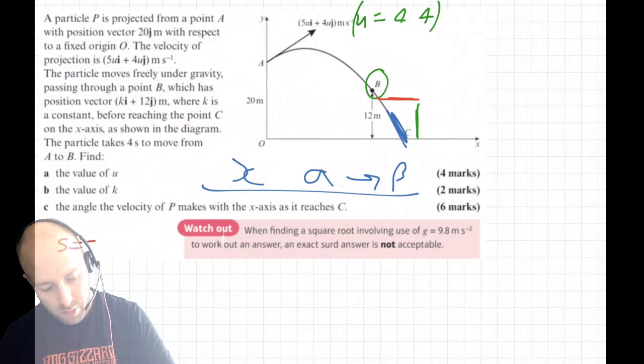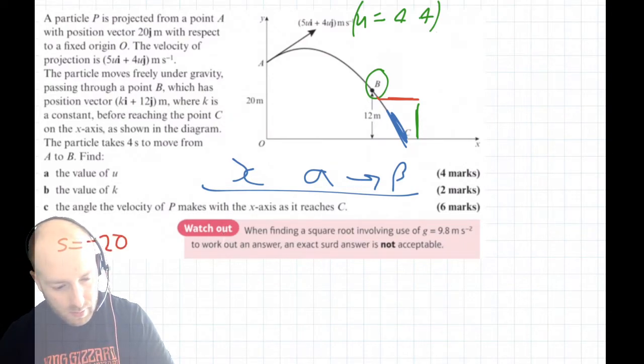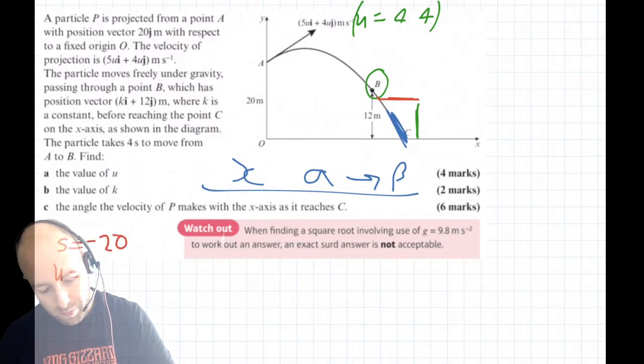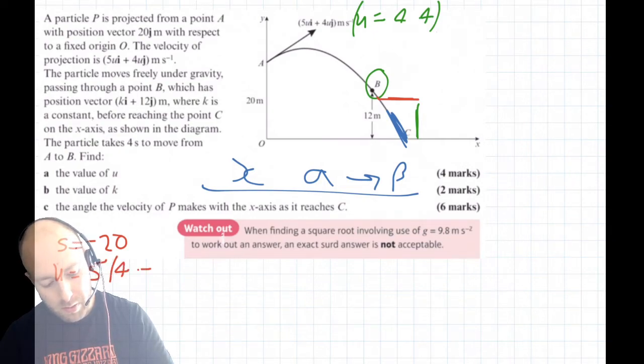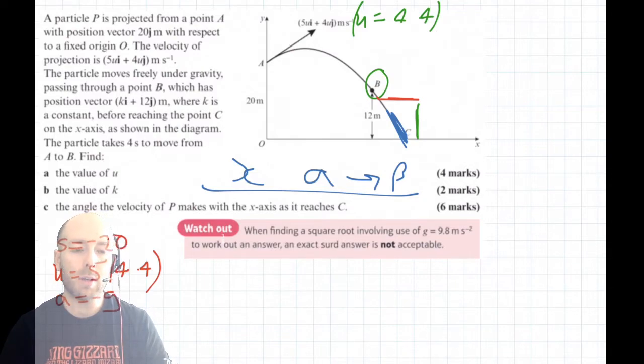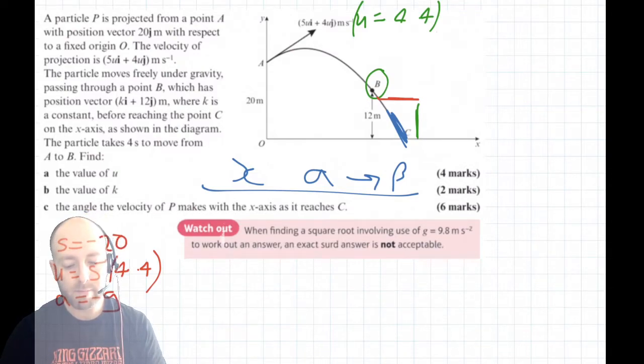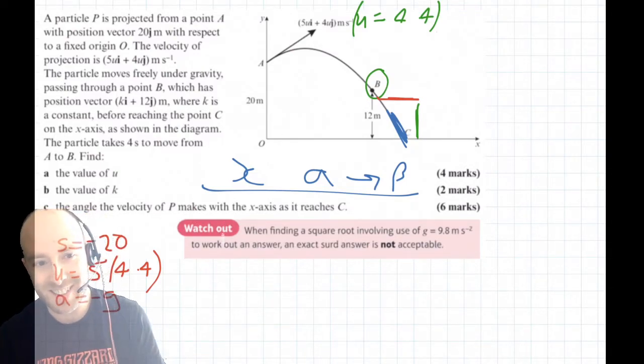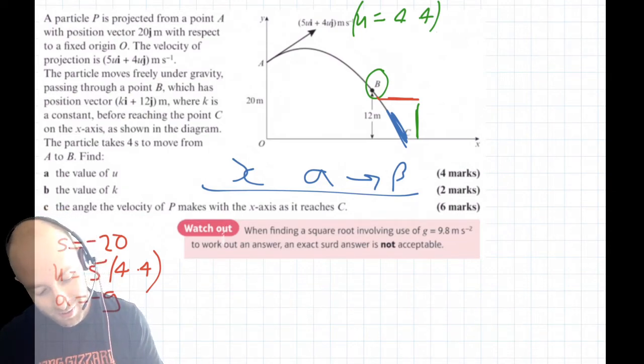We know our initial vertical is 5 lots of 4.4. We know a is minus g, and that's it. So we could do this straight away and find v. Oh yeah, let's do that. That does sound easier than what I did originally. So we're going to try and find v.